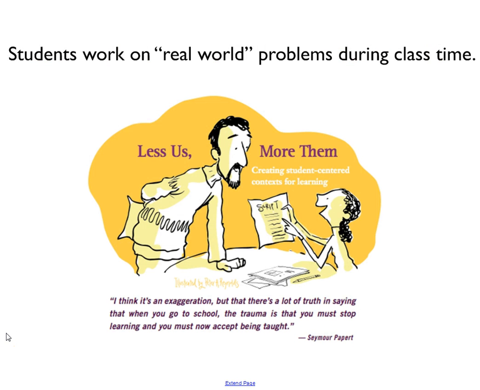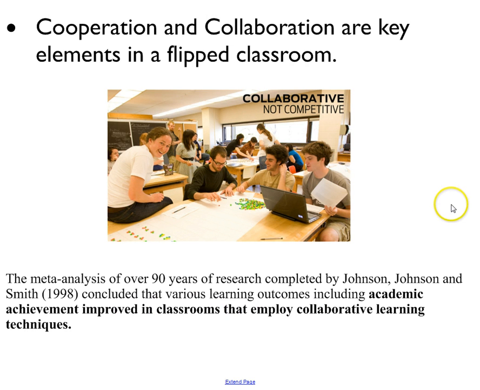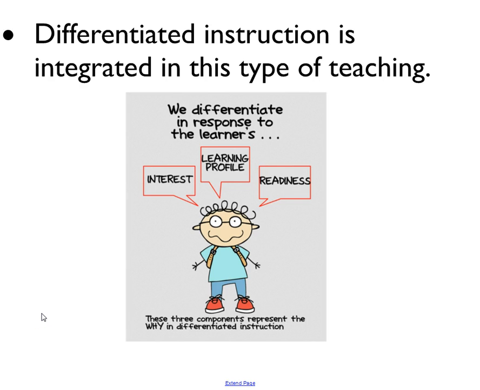Students in a flipped classroom work on real-world problems during class time. They work on these problems with other students, cooperatively and collaboratively. Those are key elements in a flipped classroom. There is research also that states that classes that employ collaborative learning techniques actually show academic achievement. Another important component of the flipped classroom is differentiated instruction. It is integrated in this type of teaching.